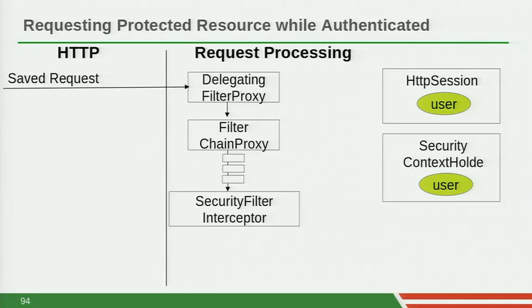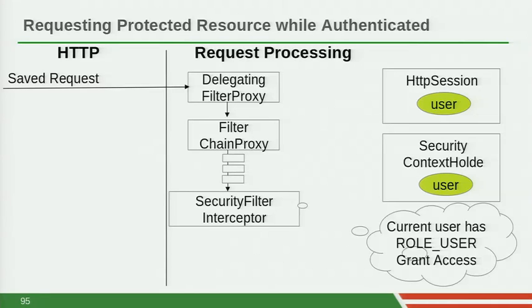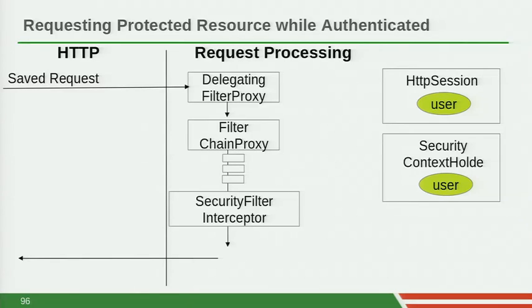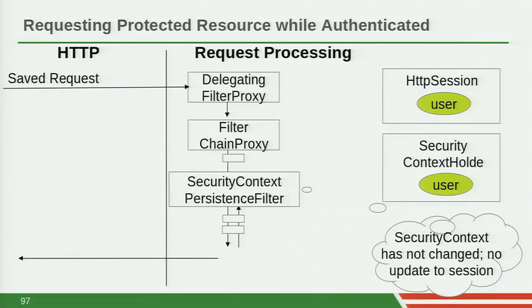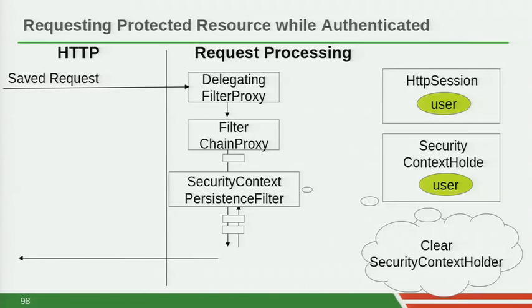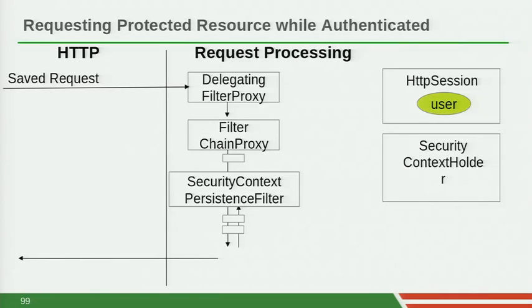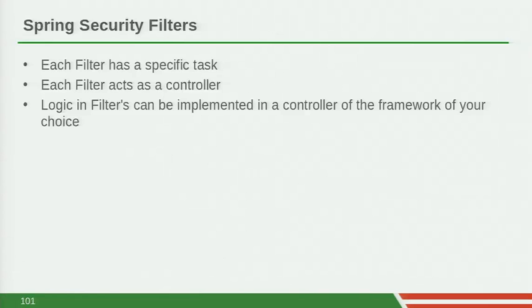Now the security filter interceptor sees the request, and it sees that the current user has role user, and so it'll grant access and let the rest of the application process as normal. And it'll write out some sort of response. The security context persistence filter is returned to, and it sees that nothing has changed, so it doesn't have to update the session. But because we're using a thread local and threads are pooled, we do need to clear the security context holder out so that we don't have a memory leak.